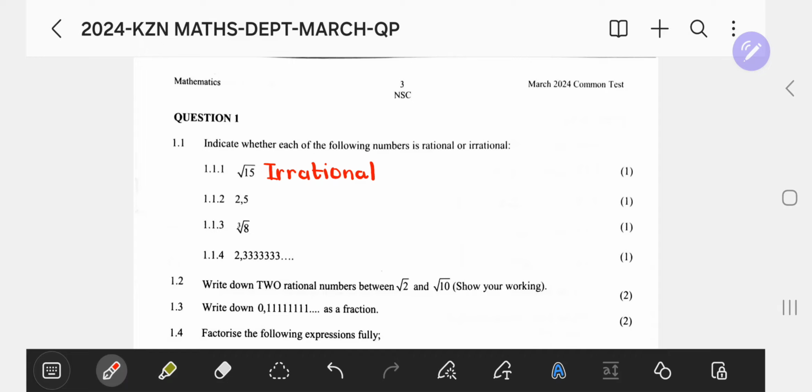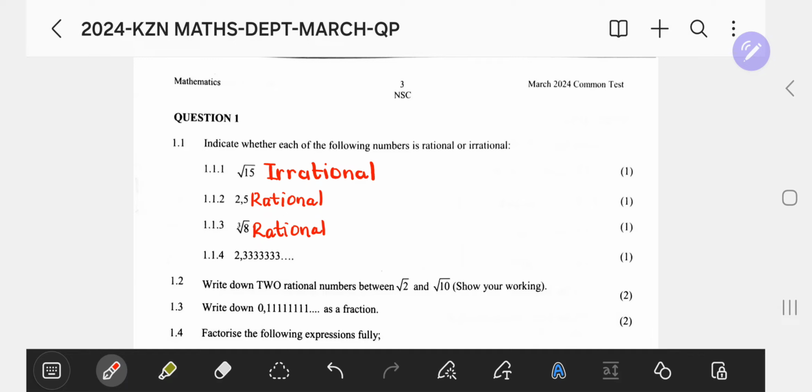The next value we have is 2.5. So put 2.5 on your calculator, press equal to, press your SD button, and you notice that it changes to a fraction. 2.5 is the same thing as 5 over 2. Since you get a fraction, 2.5 is a rational number. Now we have the cube root of 8. And we know that the cube root of 8 is equal to 2. 2 is a rational number. So there we have it as rational.